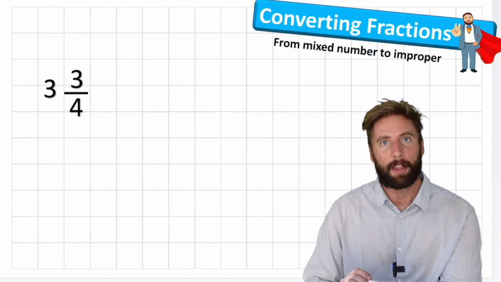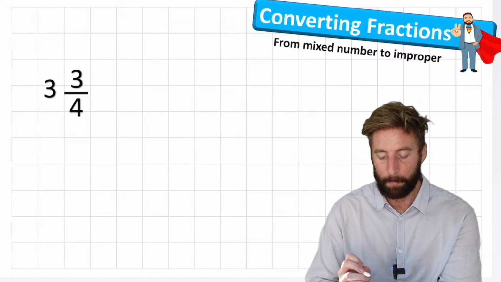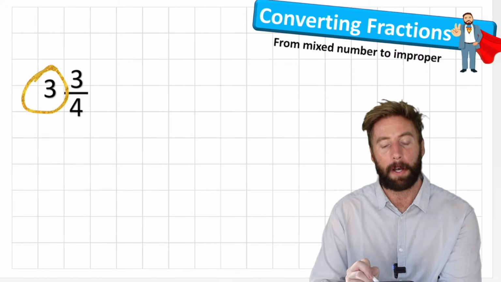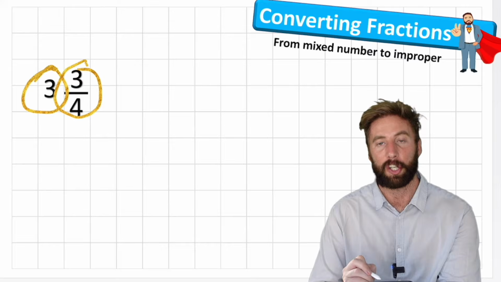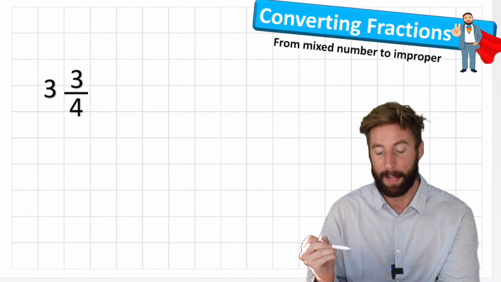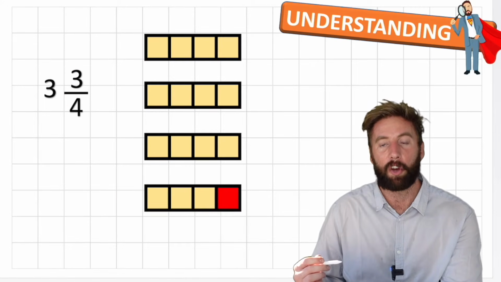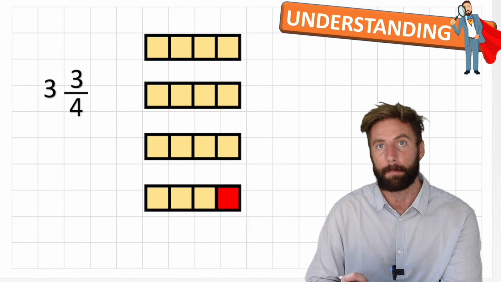Question 1 says 3 3/4, and now this is a mixed number because we have a whole number and we have a fraction. So how do we convert this back to an improper fraction? Well, let's dive in and look at the understanding of this before we look at the method.